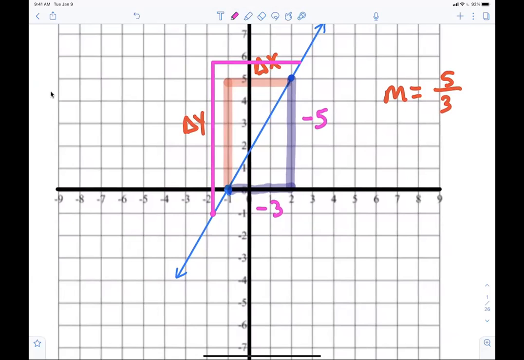I don't know what those points are. It doesn't matter what those points are. If I do delta y over delta x, it's always going to be the same for this line, which in this case is 5/3.